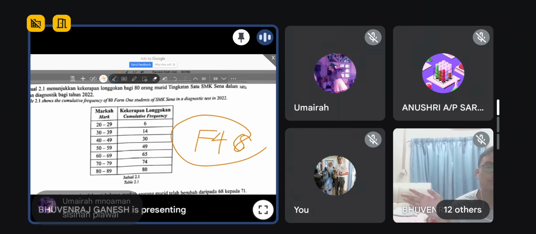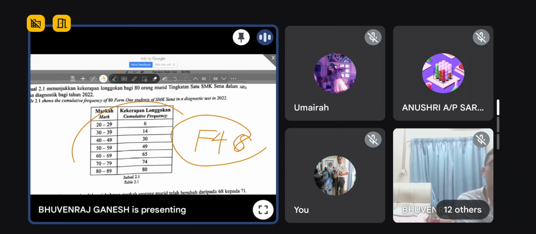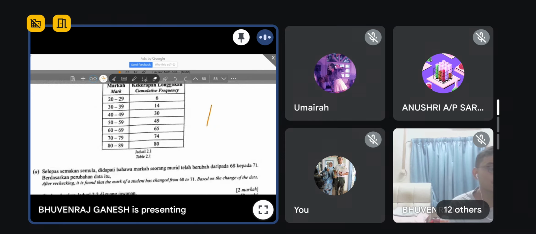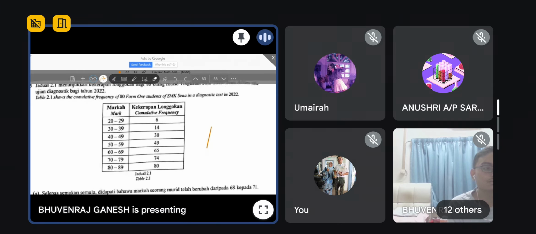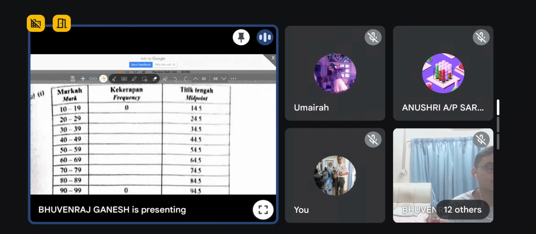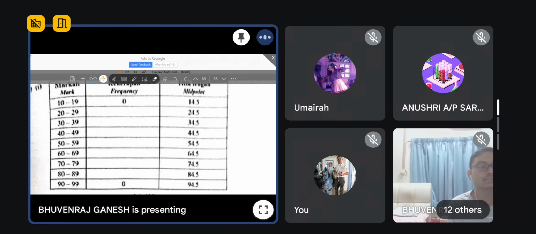Okay, data tak terkumpul. This one is data terkumpul, grouped data, which means they already give you the data in a table, dalam jadual. Mereka susun dah untuk kamu. So this is called grouped data, data terkumpul. Okay, so basically the first question is you have to complete the table. So how to complete the table? The table is something like this.